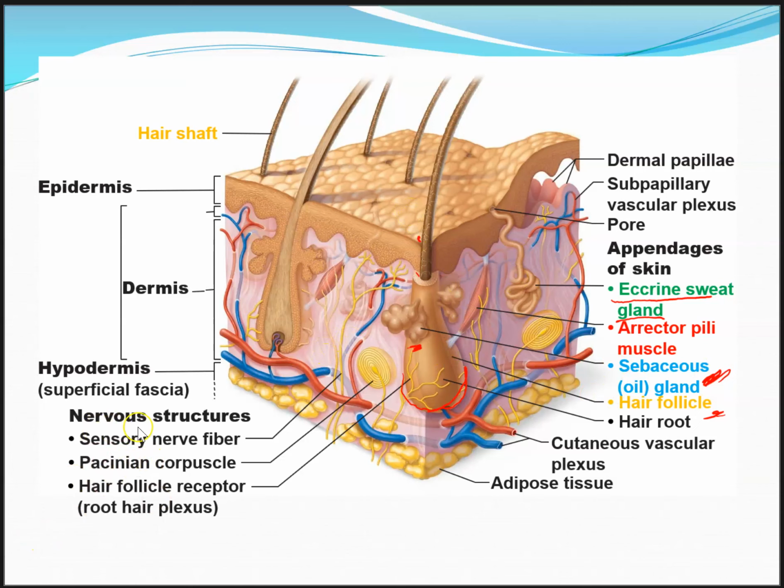So some important nerve structures that you need to know of are the sensory nerve fibers and the two important pressure receptors, which are the Meissner's corpuscles and the Merkel disc that are present on the surface of the skin.